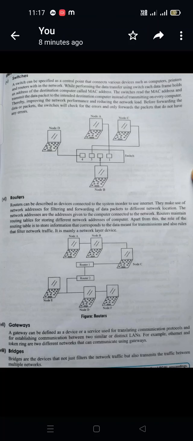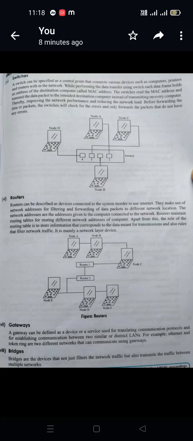Switches improve the network performance. Before forwarding the data packets, the switch will check for errors and only forward the packets that do not have any errors to the destination computer. You can observe the figure here, switch 1, 2, 3, 4, and all the computer connections. The file is forwarded only to the destination computer you want to send it to.